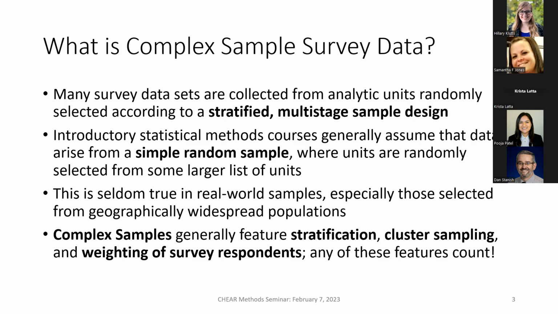It's a very simple selection mechanism, nothing more complex like stratified or multi-stage sample selection. In real world large scale samples, it's seldom true that simple random sampling is used, especially when we're selecting samples from geographically widespread populations. And we want to use probability sampling to try to make inference about larger populations. So so-called complex samples generally feature stratification, cluster sampling, and weighting of survey respondents. Those are 3 common features that generally need to be accounted for when you're sitting down to analyze one of these types of data sets. And any one of these features makes a sample complex relative to simple random sampling. So you could have a purely stratified sample, you could have a purely clustered sample, you could have a sample that's weighted for whatever reason. Any of the above features makes a sample complex. And again, the common feature is that we're talking exclusively about probability samples.